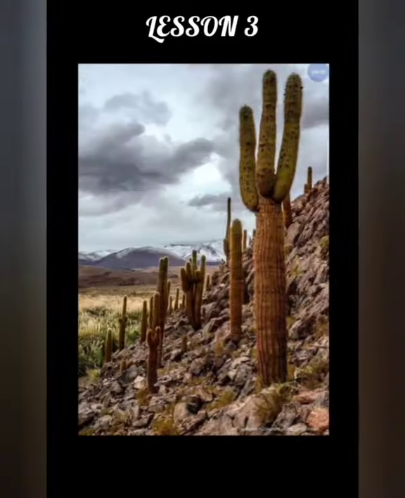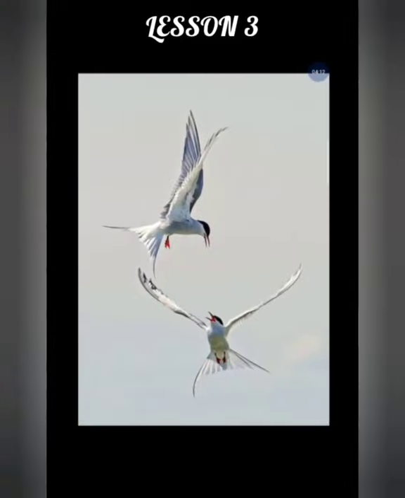Fourth one is Arctic terns. Arctic terns fly about 70,900 kilometers from the Arctic to Antarctica and back each year to avoid winter. Every year, each year this bird flies. That is mark against question number 7.